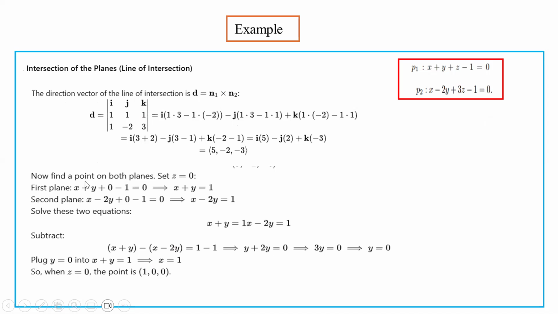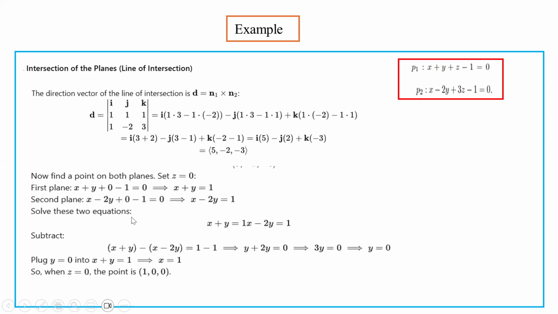Now we find a point on both planes. To do that, we're going to set z equal to 0 for simplicity. The first plane, x plus y plus 0 minus 1 is equal to 0, therefore gives us x plus y is equal to 1. For the second plane, we do that again: x minus 2y plus 0 minus 1 is equal to 0. This gives us x minus 2y is equal to 1.